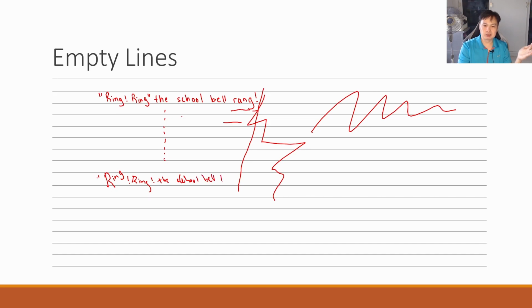Ring ring, the school bell rang again. So you look at sentence number 1 and then you look at sentence number 2. What's the difference between the two sentences? The student starts off very well, giving the neatest handwriting. But then once you get closer to the end of the essay, the student grows tired.